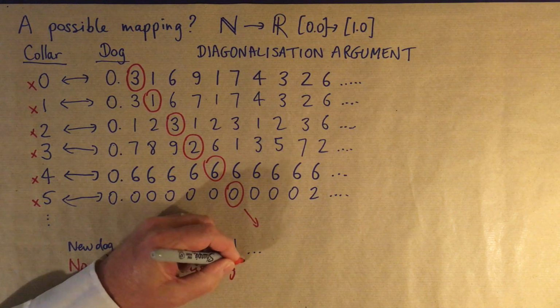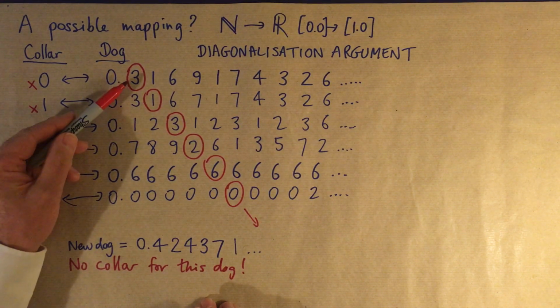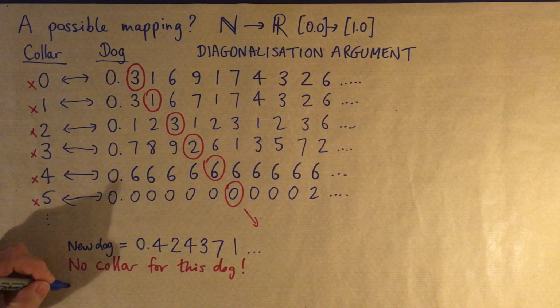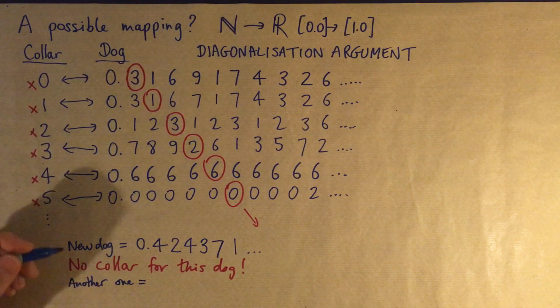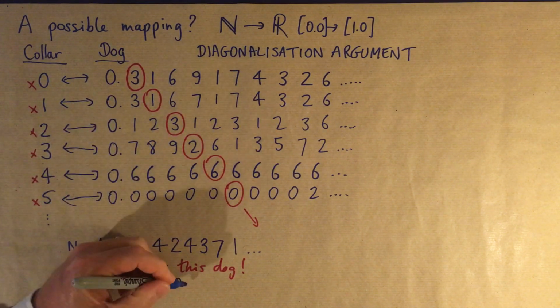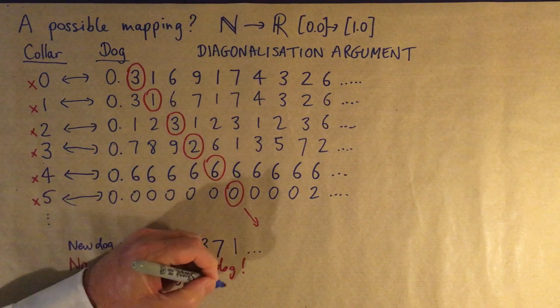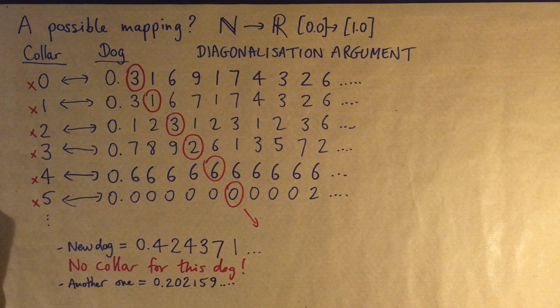And in fact, you can make a huge number of dog names which have no collar just by, say, adding 2 to the digit rather than 1, or all you've got to do really is just choose a different digit. So I could have another new dog. Then I could take, okay, maybe I'll subtract 1 this time. So 0.2, 0, 2, 1, 5. Well, there's a 0 here, so I'll turn that into a 9. Similarly, no collar for that dog either. So there's a lot of dogs who've not got a collar.